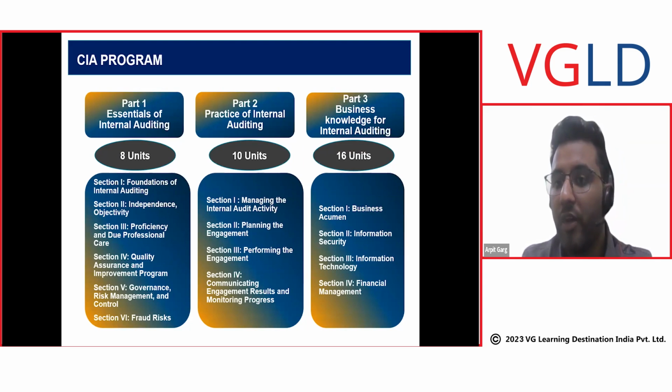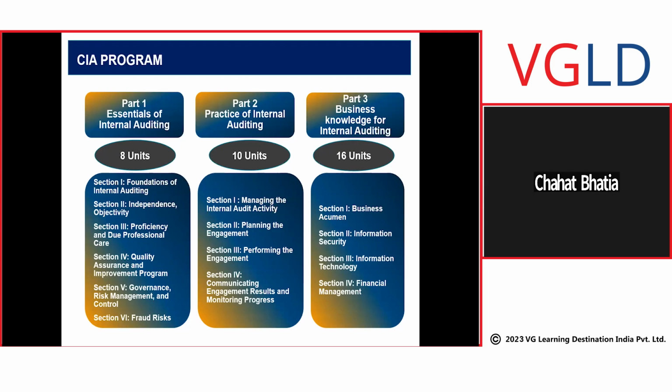We talk about how we have to be careful on the job that we are doing, understanding the essence of due professional care. The quality assurance and improvement program is a very important topic. We learn things like the internal audit charter. We understand the different types of engagements we do: assurance, consulting, and blended. We understand core concepts like what governance, risk management, and control are. And then we talk about the final unit, which is fraud risk and controls, which is part of Part 1.